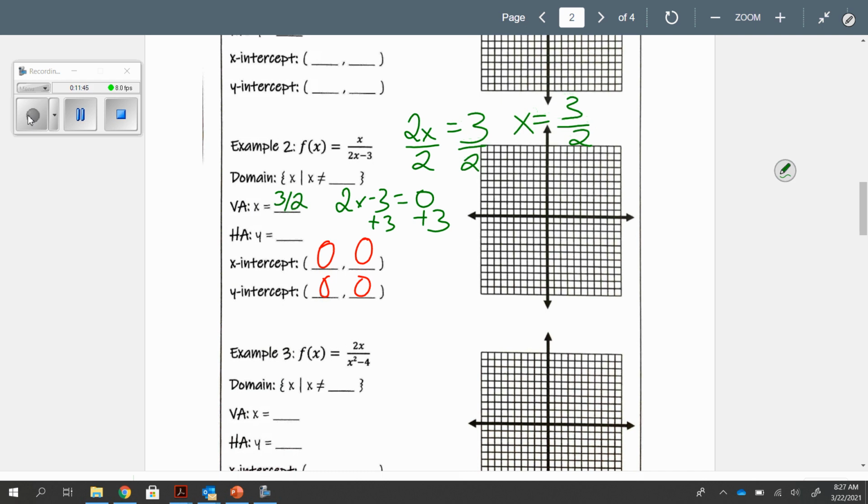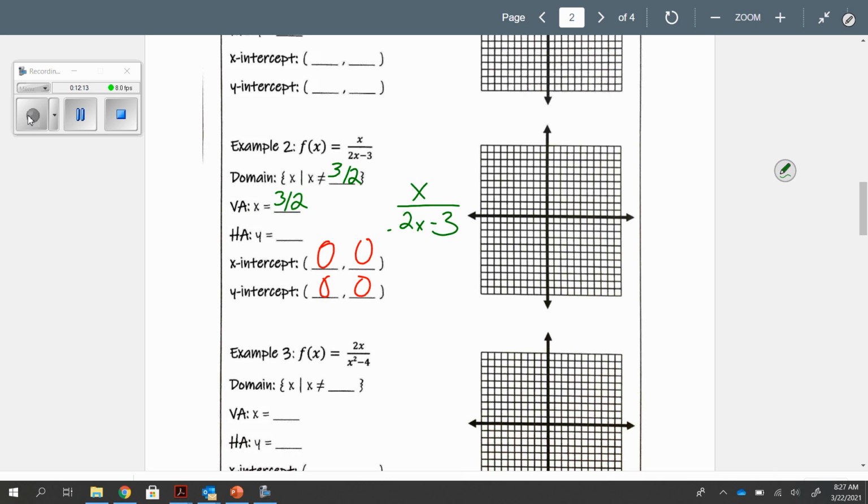All right. So our vertical asymptote is x equals 3 over 2. Again, like I said up there, the domain and the vertical asymptote are the same. So if it's 3 over 2 for the vertical asymptote, the domain excludes 3 over 2. Then lastly, to find the horizontal asymptote, look at the degrees. So up top we have x over 2x minus 3. That is 1x up top over 2x.